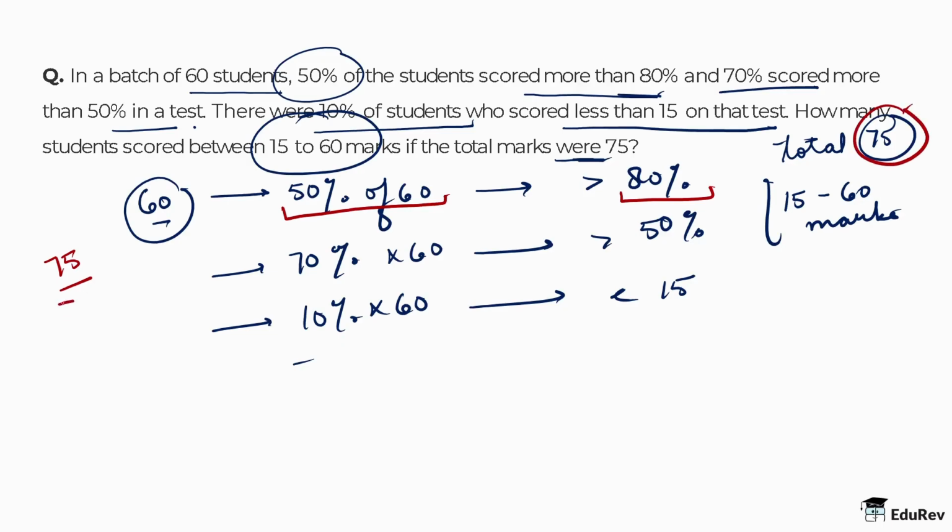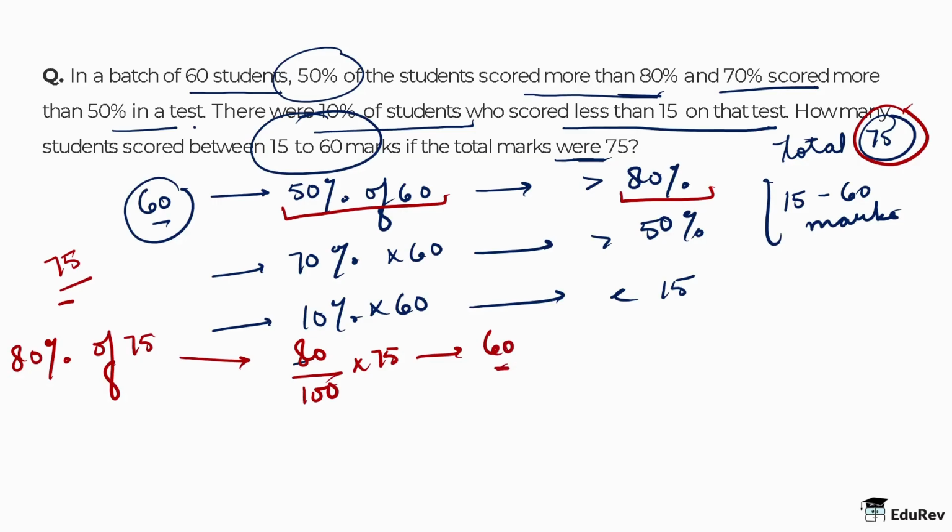So that means if the total marks is 75, then we need to find the 80% of that 75, right? So that means it's basically 80% of 75. And this means 80 upon 100 into 75, which is nothing but 60. So I hope till here you people have understood this.